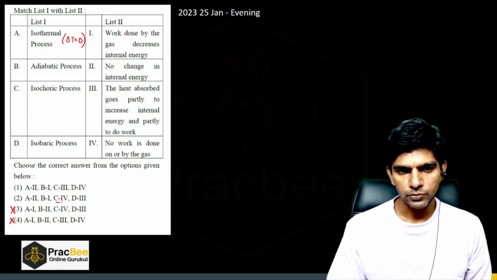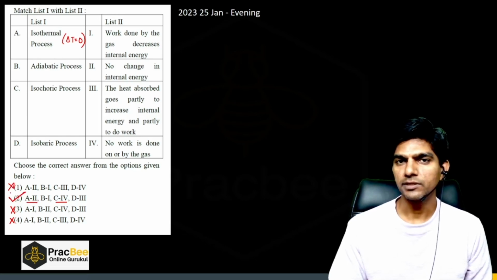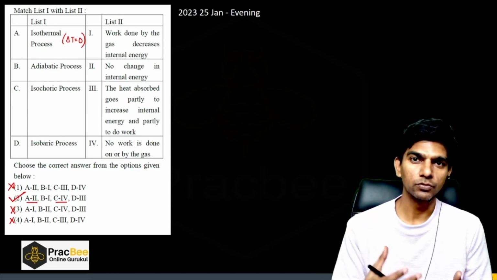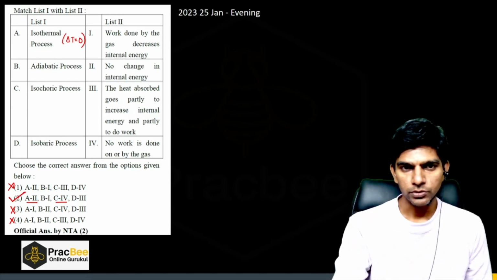So C corresponds to 4, A corresponds to T. So again, we can eliminate option 1. So the second option is the right answer. Whenever we have such kind of a question, you can always solve such questions by using the elimination technique. So option 2 is the right answer.